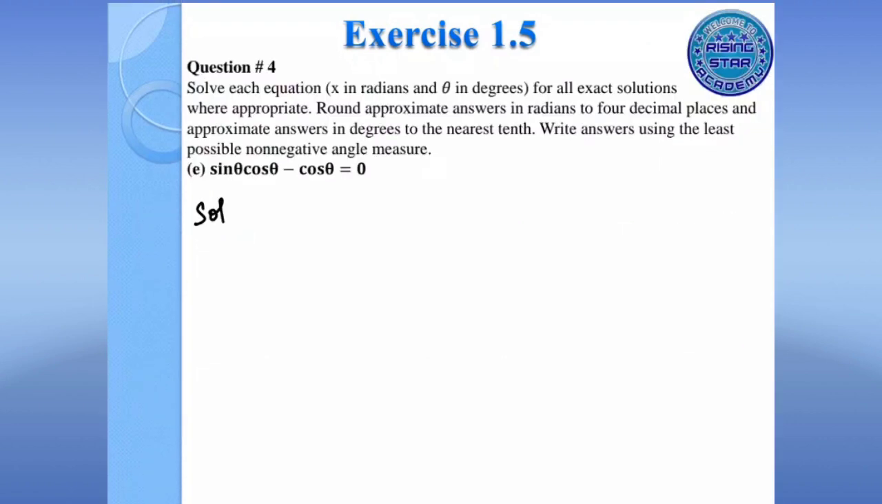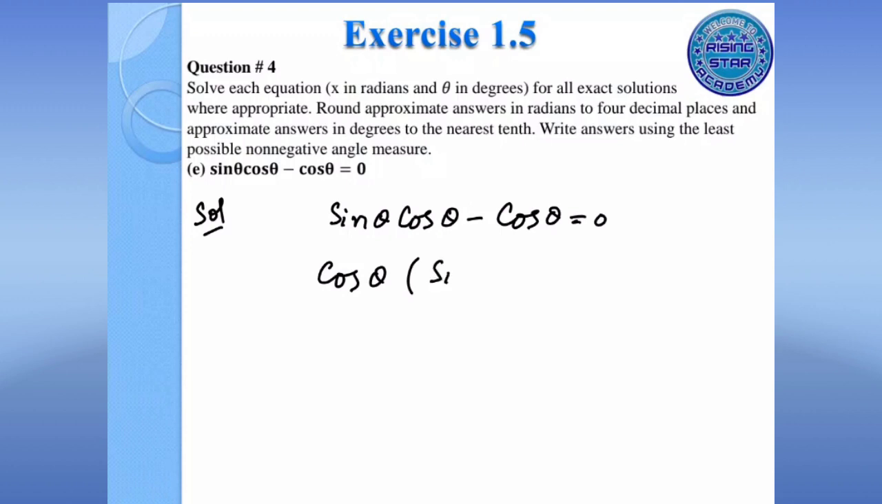Now in this part we have sine theta into cos theta minus cos of theta is equal to 0. Now we will take cos theta as common. So we have cos theta into sine of theta minus 1 is equal to 0. Now we will write cos of theta is equal to 0 and sine of theta minus 1 is equal to 0.